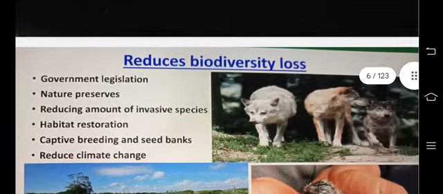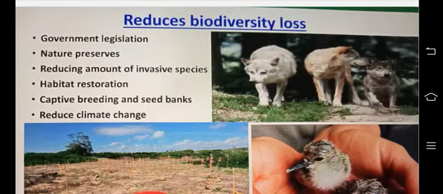Okay. Reducing biodiversity loss: government legislation, nature preserves, reducing the amount of invasive species, habitat restoration, captive breeding and seed banks, reducing climate change.